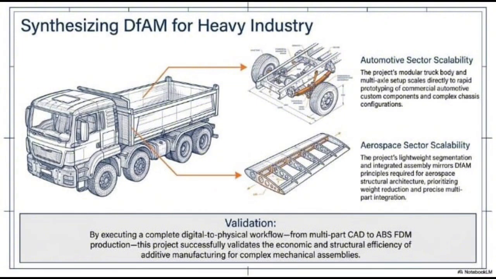Through lightweight segmentation and integrated assembly, we prioritize weight reduction and precise multi-part integration, key requirements for modern aerospace structural architecture. And ultimately, this project validates the entire digital to physical workflow by moving from multi-part CAD directly to ABS FDM production. We've proven both the economic and structural efficiency of additive manufacturing for complex mechanical assemblies.